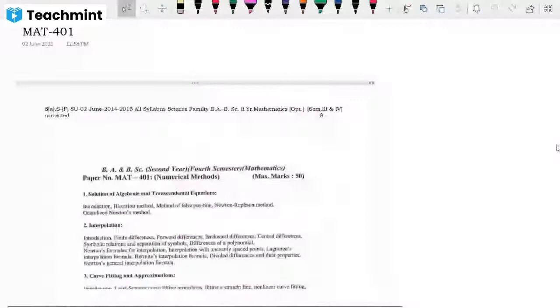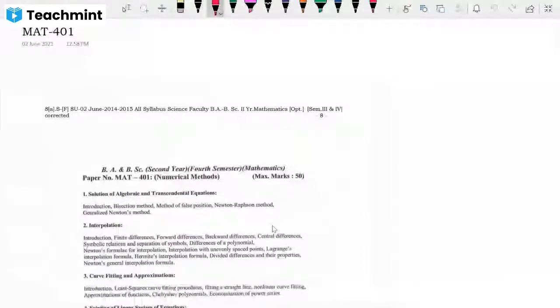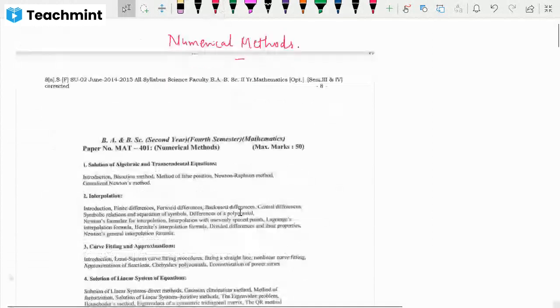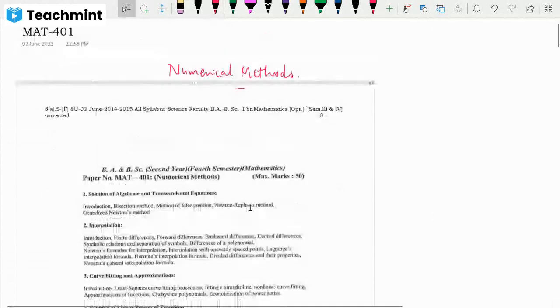Yeah, so we'll start. This is the first paper of the fourth semester, that is MAT 401. It is Numerical Methods, so the title of this paper is Numerical Methods. Actually, there are five chapters, so first we will just revise the syllabus of this paper.